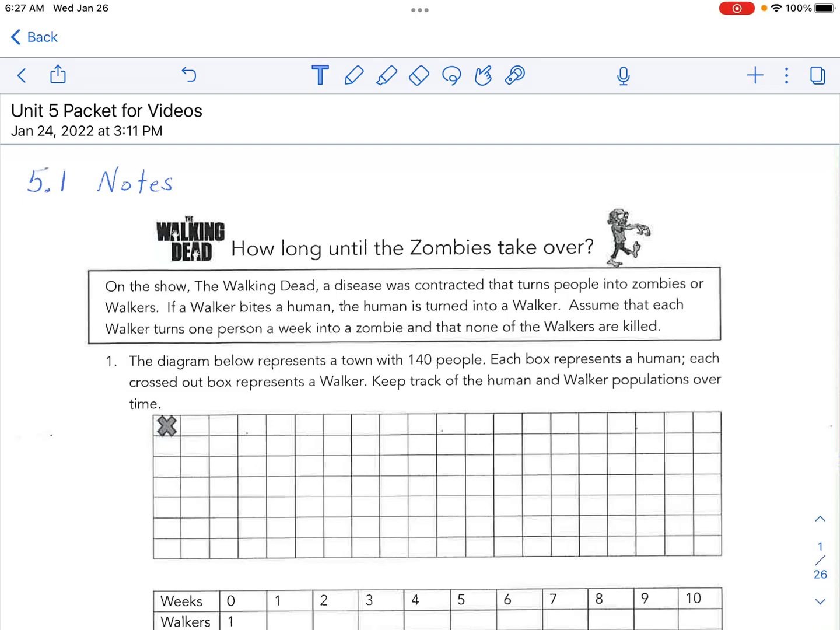The 5.1 notes the storyline for this centers around zombies. And so here is the setting up the story here. We have on the show The Walking Dead, a disease contracted that turns people into zombies, or in other words, walkers. If a walker bites a human, the human is turned into a walker. Assume each walker in turn bites one person a week, and that person is transformed into a zombie, and that none of the walkers are killed.